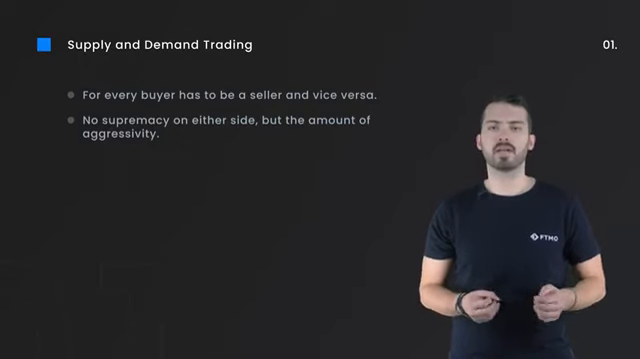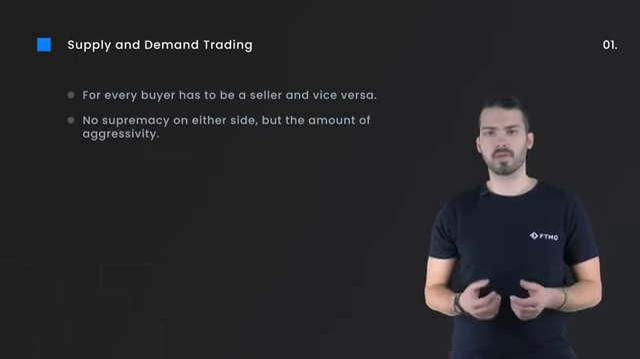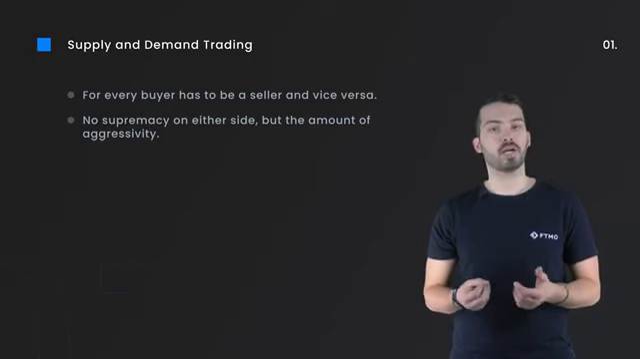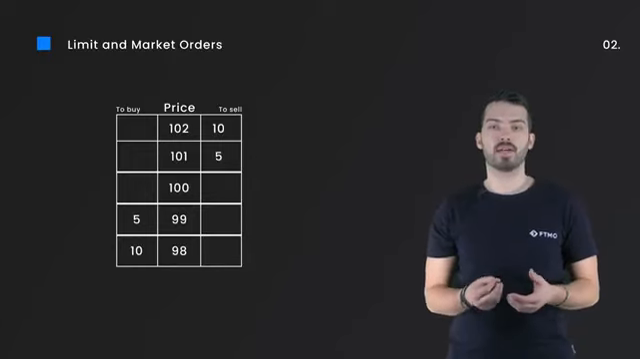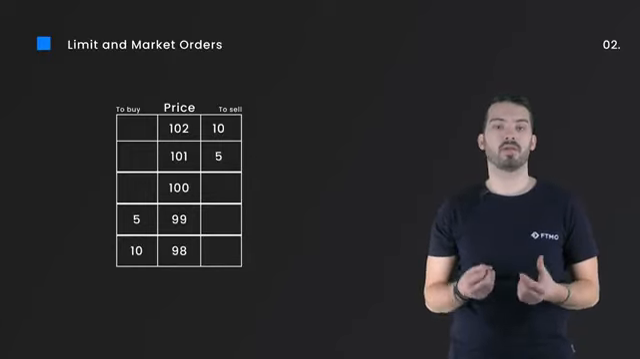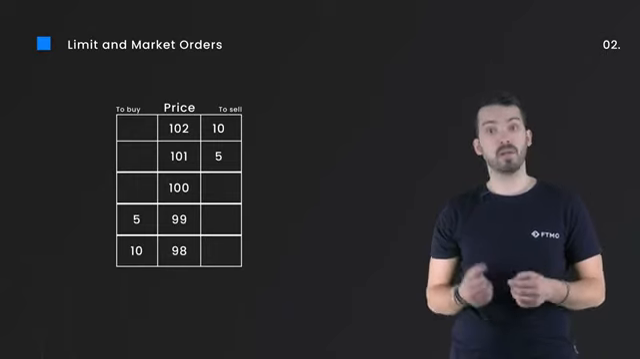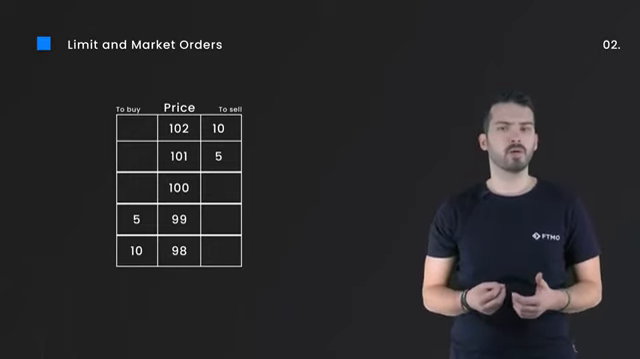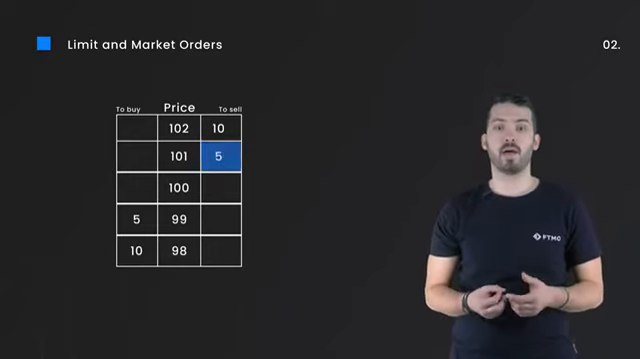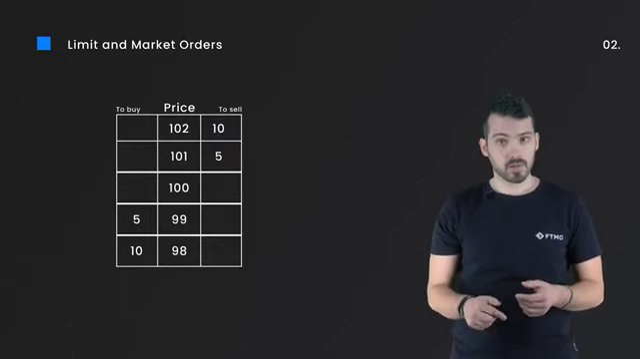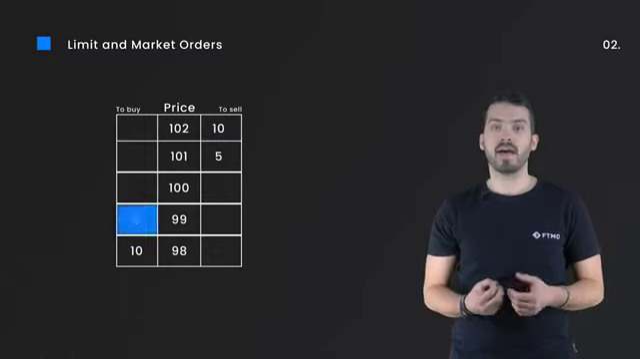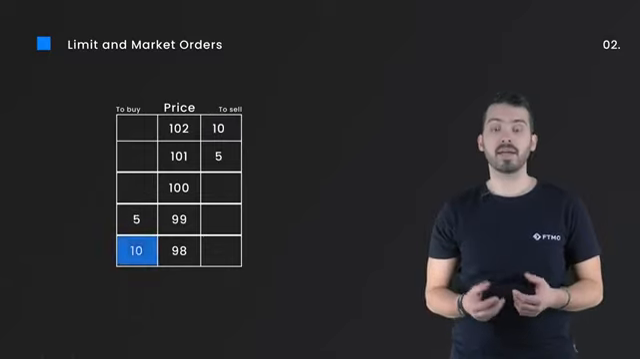If you look at this idea from a more advanced perspective, traders can place two types of orders in the market: limit orders and market orders. Let's say you have an instrument that is priced at $100 and there are limit orders above and below the price. At 101, you have 5 limit orders to sell. At 102, you have 10 orders to sell. Below the price, there are 5 to buy at 99 and 10 to buy at 98.